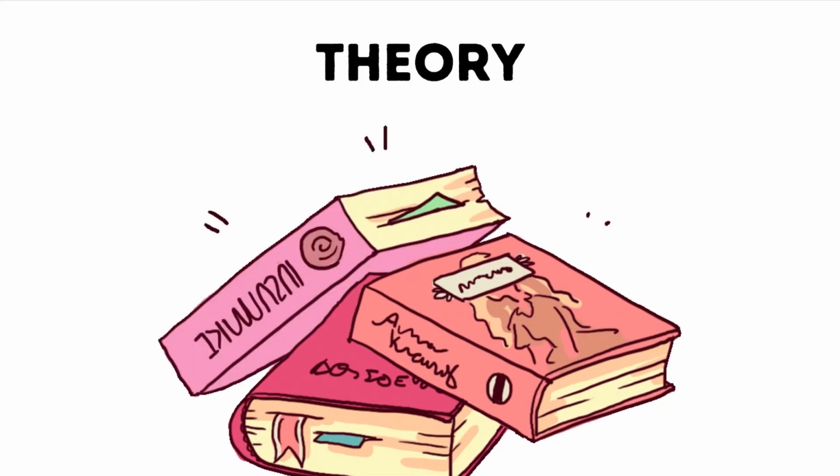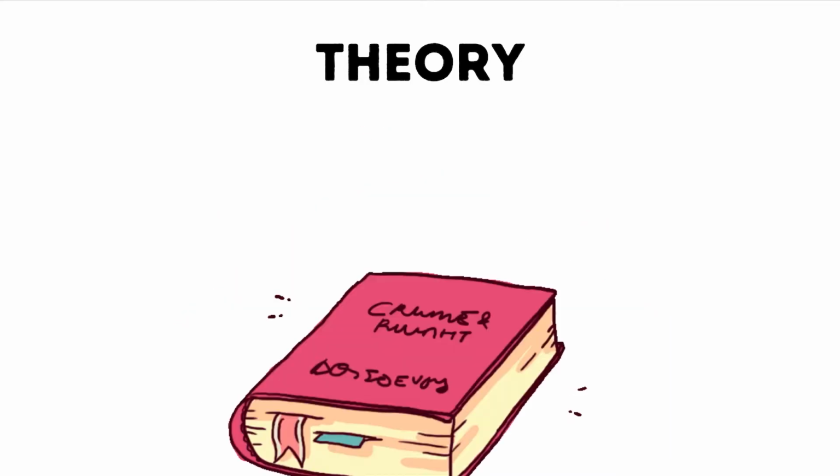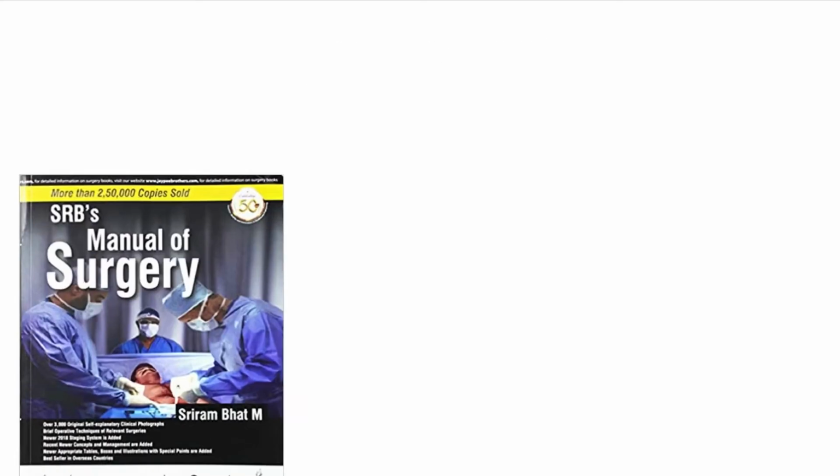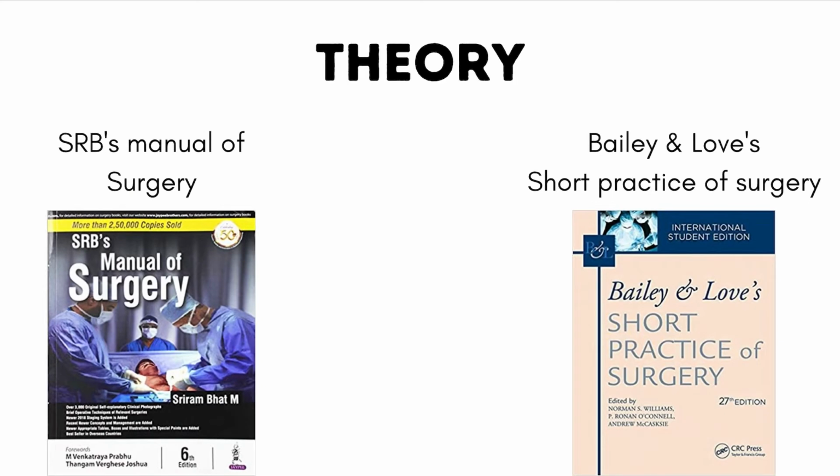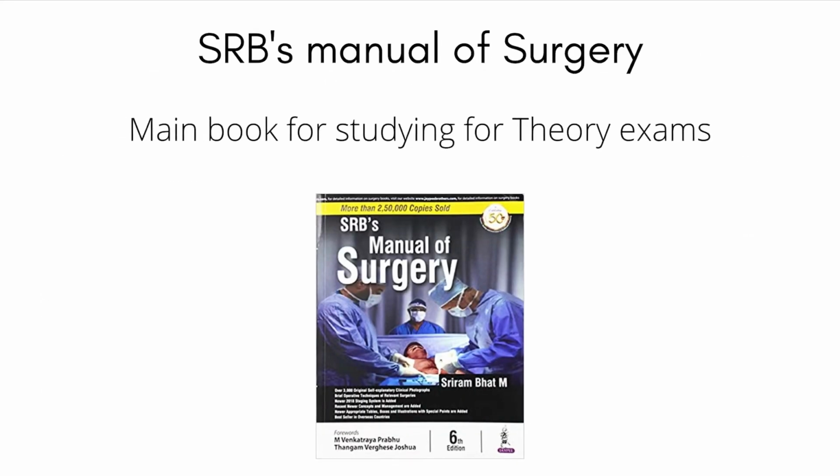First, let's talk about theory exams. The books I'd suggest for theory exams are SRB's Manual of Surgery and Bailey and Love's Short Practice of Surgery. Now, SRB's Manual of Surgery is the main book which I used for studying for theory exams because it is properly organized in the same order for every topic as how we are going to write in theory exams.